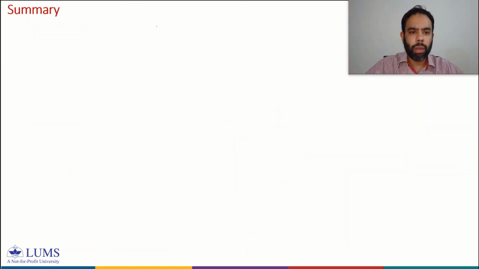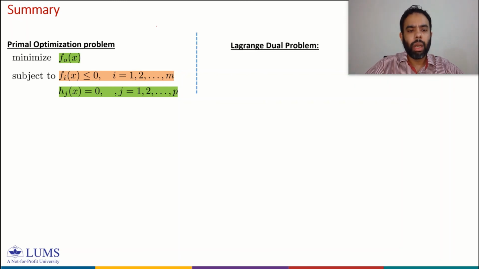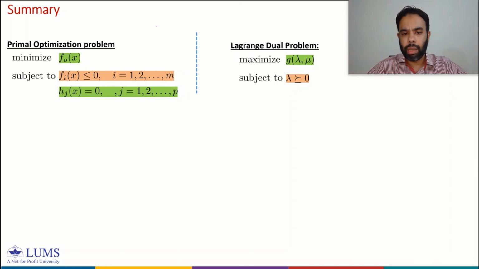Let us summarize this module. We considered a primal optimization problem in which we minimize an objective function subject to some inequality constraints and some equality constraints, and this problem does not need to be convex. For a primal optimization problem, we can formulate a Lagrange dual problem in which we maximize a Lagrange dual function subject to lambda greater than or equal to 0. Lambda is the Lagrange multiplier, or dual variable, associated with the inequality constraint functions. Even when the primal optimization problem is not convex, the Lagrange dual problem is always convex.